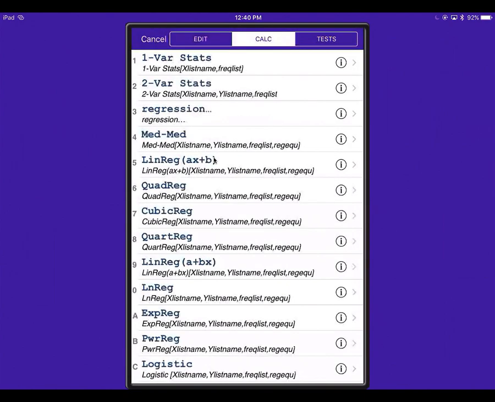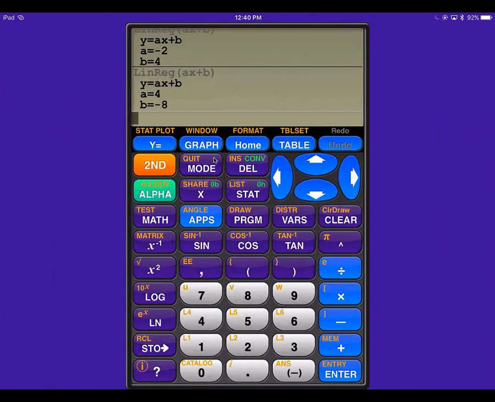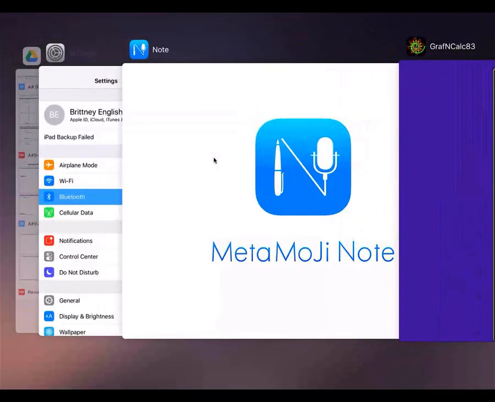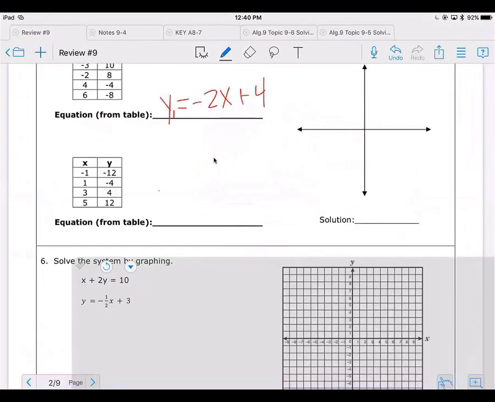Stat, calc, 4, enter, enter, enter, and we get 4x minus 8. Now, to plug into the calculator, I'm going to switch over to show you what I'm going to put into y equals and how I would do it on a real calculator.